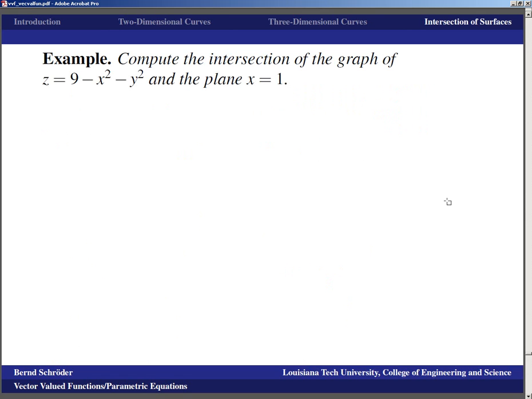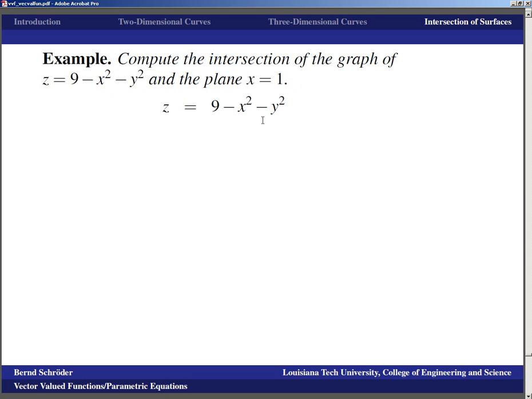So now we're going to finish out this presentation by talking a little bit about intersections of surfaces, because if you intersect two-dimensional objects, surfaces, you're going to get one-dimensional objects, you're going to get curves. And so if we were to compute the intersection of the graph of z equals 9 minus x squared minus y squared and the plane x equals 1, which is a vertical plane, how do we compute that?